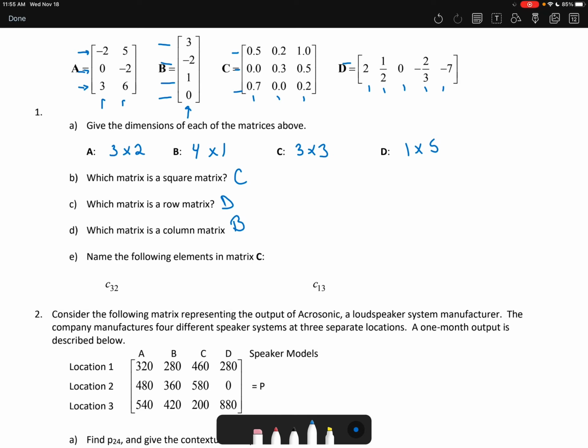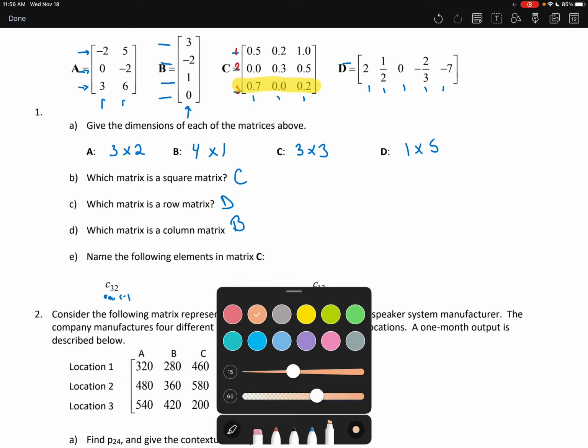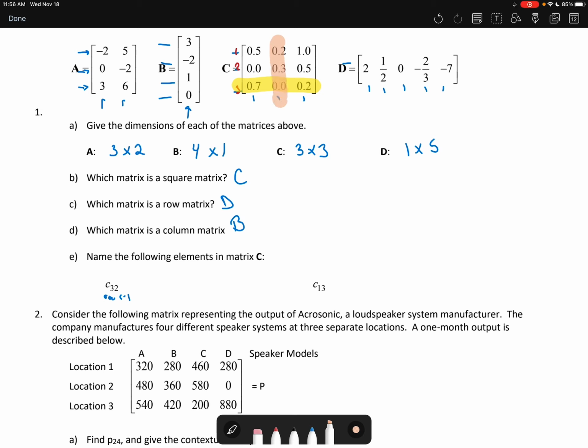This says to go to matrix C and find the third row, second column, and tell me what entry is there. So that would be the third row. So it has to be in this row. And the second column. So let's say the second column is right here. So the entry in that position is 0.0.